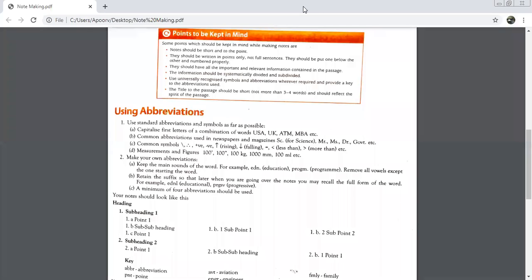Education. Energy. Yes, beta? Education. Okay, she's given the word education. Now tell me what abbreviation will you make for this, beta? EDN. Okay. What things did you keep in mind when you made this abbreviation? Share it with your friends.